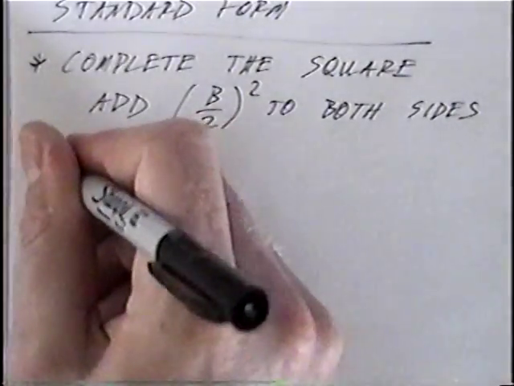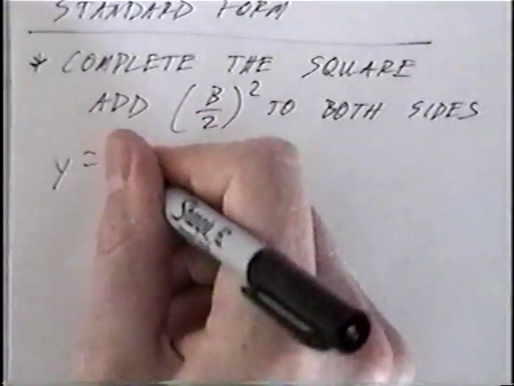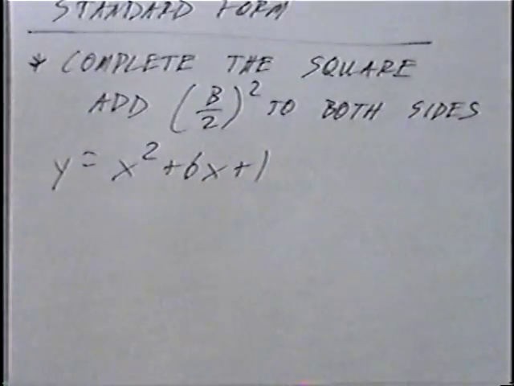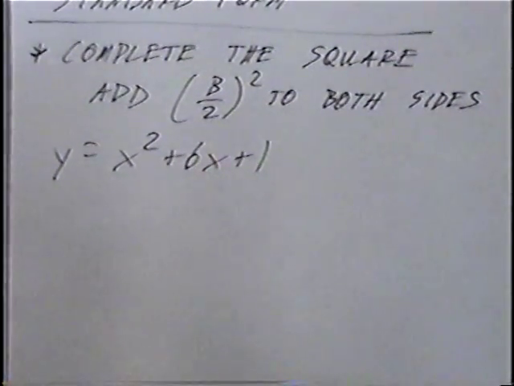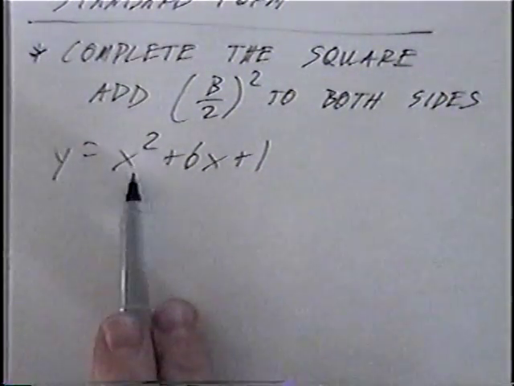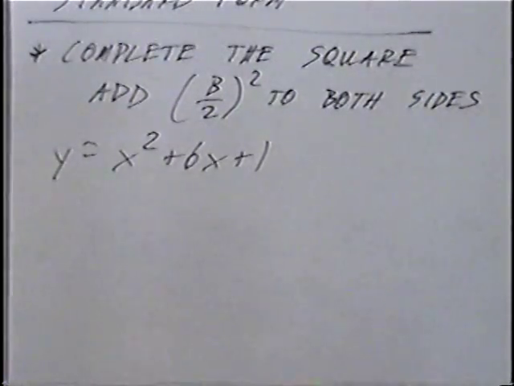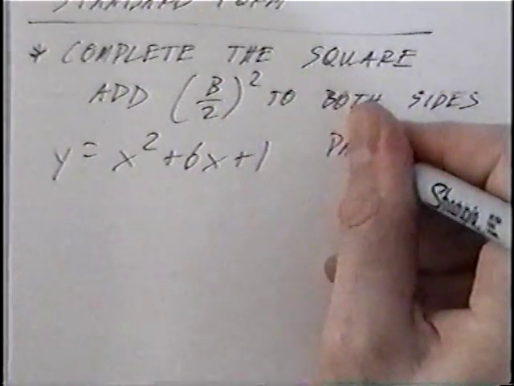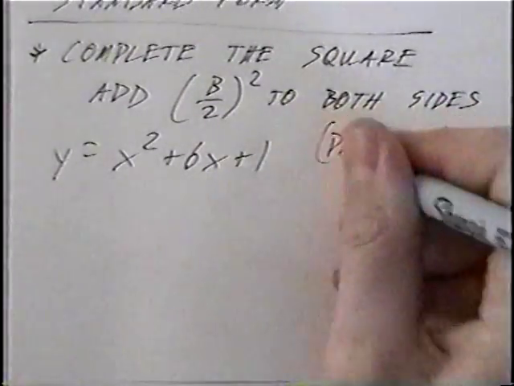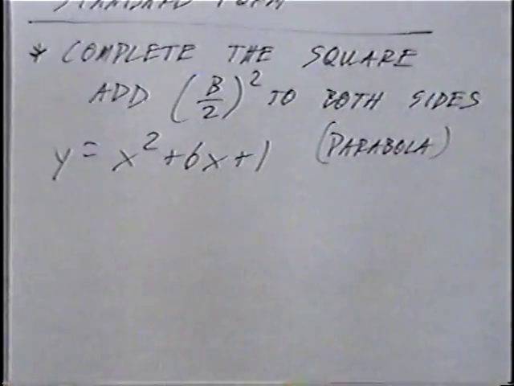First equation we'll look at is y equals x squared plus 6x plus 1. By looking at the equation, we can tell what shape it is. It has a single variable squared, so a single variable squared means this will be a parabola shape. This is good to know, so we know our final answer should be in standard form for a parabola.